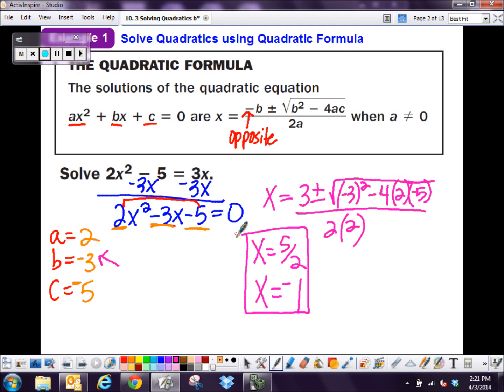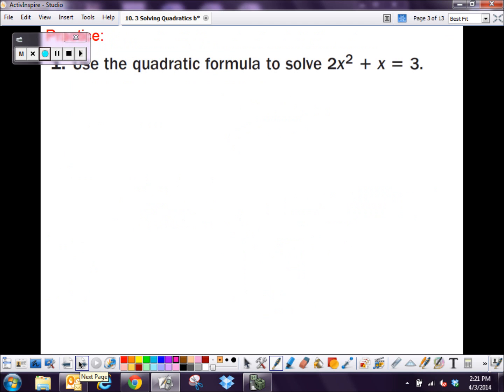Okay, and we're going to talk a little bit more in a second about how those are our x-intercepts for our parabola. Okay, I'm going to do one more quadratic formula problem, and then I think we're going to be good with those.